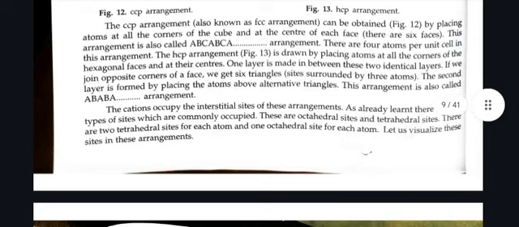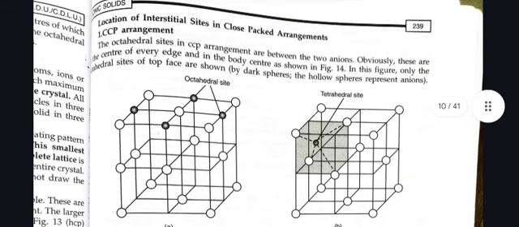The cations occupy the interstitial sites of this arrangement. As already learned, there are 2 types of sites which are commonly occupied. These are octahedral sites and tetrahedral sites. There are 2 tetrahedral sites for each atom and 1 octahedral site for each atom. Let us visualize these sites in this arrangement.